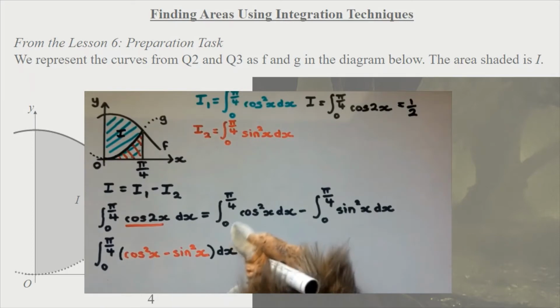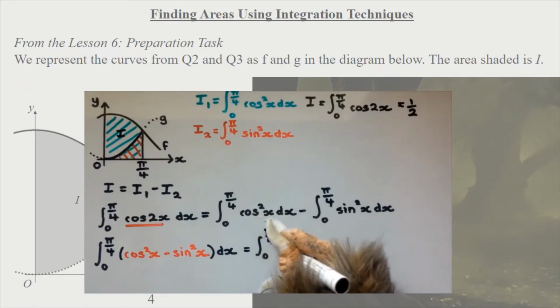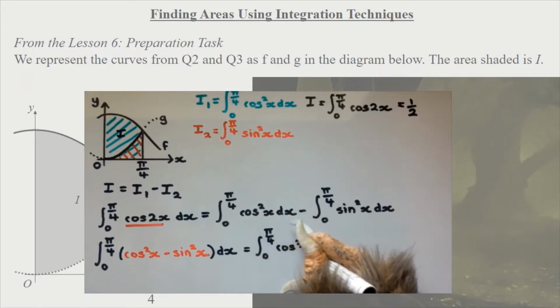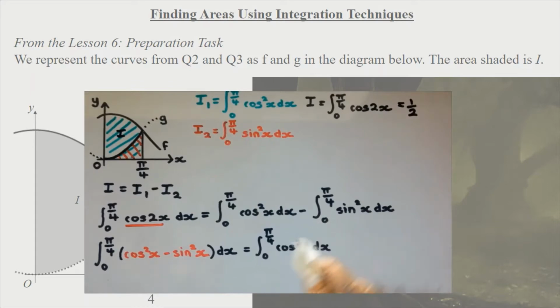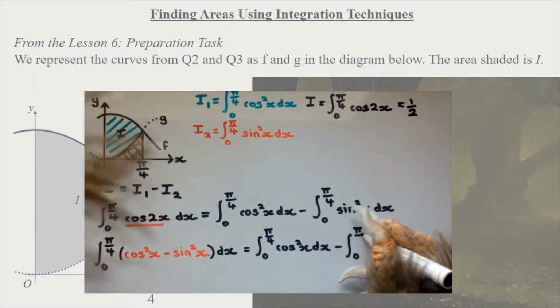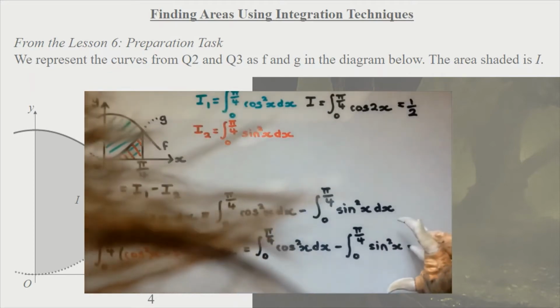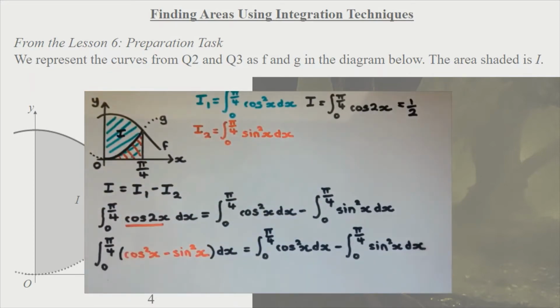And that's also equal to the stuff we have on the right hand side. So the integral from 0 to pi over 4 of cos squared x dx. Subtract the integral from 0 to pi over 4 of sine squared x dx. Why is this significant? Well, what we have shown is that the integral of the difference of two functions f and g is exactly the same as the difference between the integrals themselves separately.